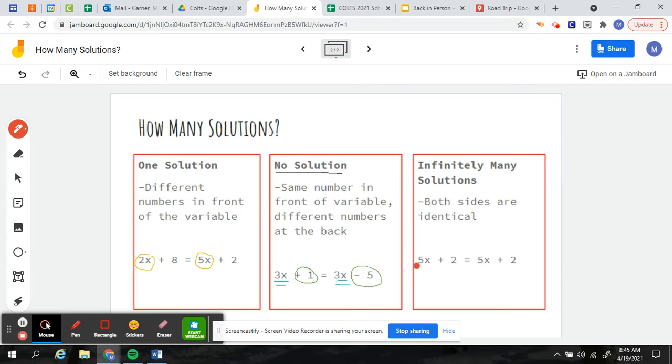So I notice that the x's are the same, so 5x, 5x, and my numbers are the same. So I have +2, +2. Both sides are identical. Both sides are the exact same. So that means I have infinitely many solutions. All right, so those are your 3 options: one solution, no solution, and infinitely many.